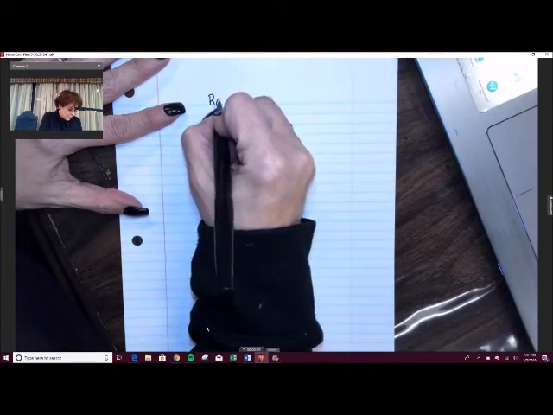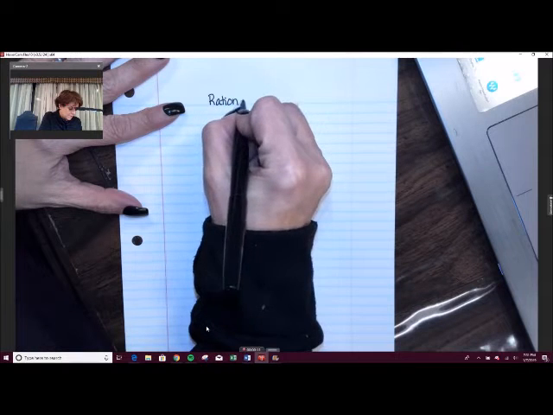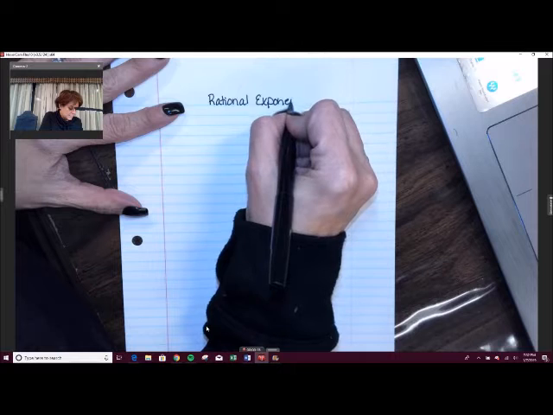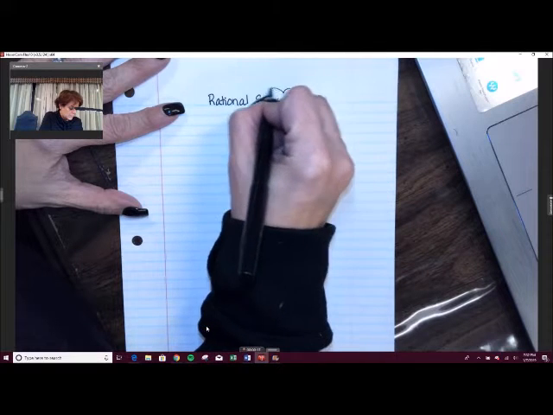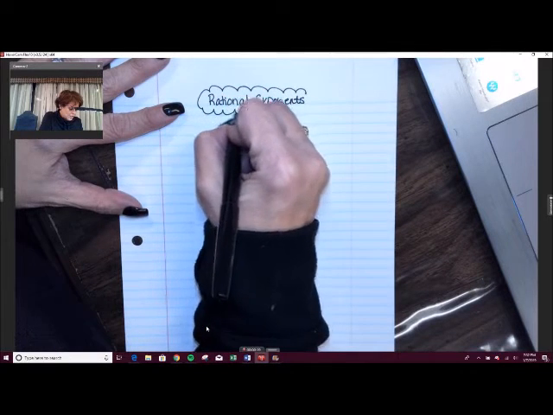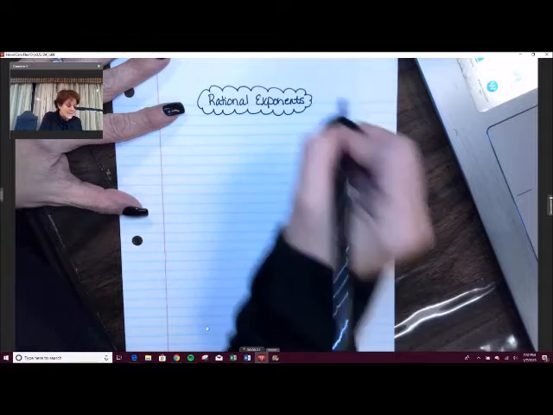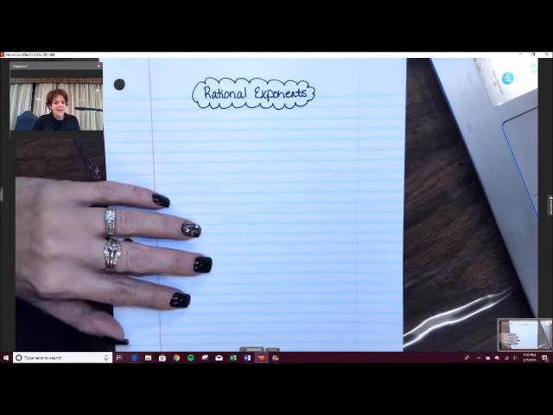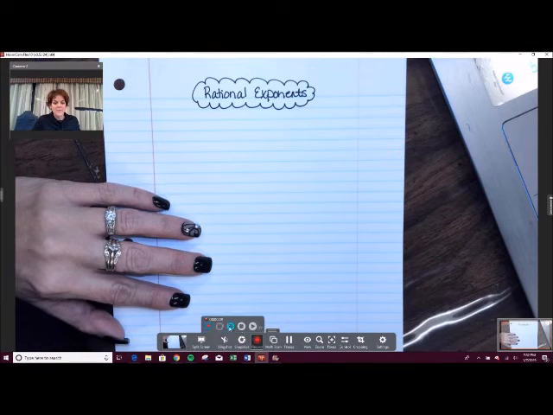This is going to be what we call rational exponents. Rational exponents basically just mean that we're going to have a fraction as an exponent. Yeah, I know, you're like, what? Alright, hold on, let me pause this real quick.